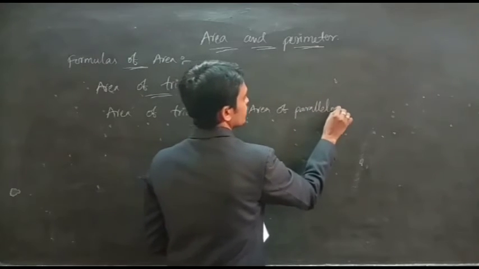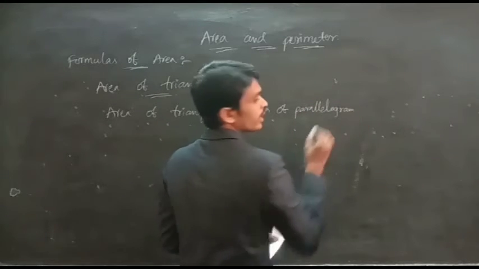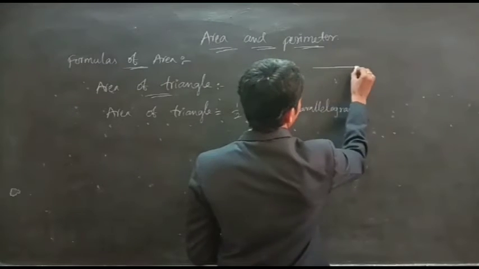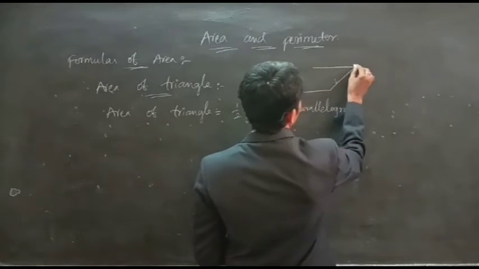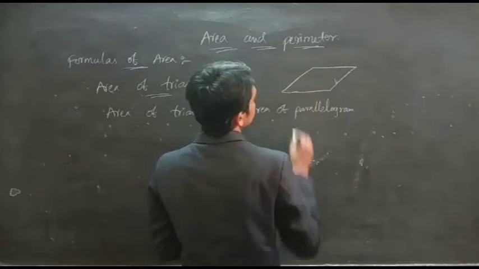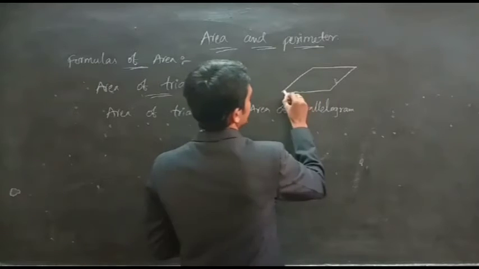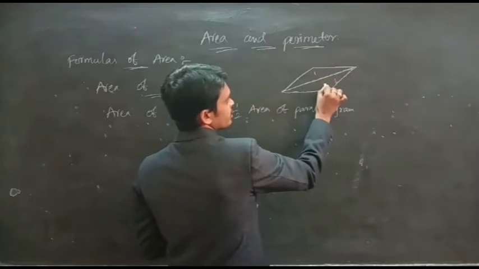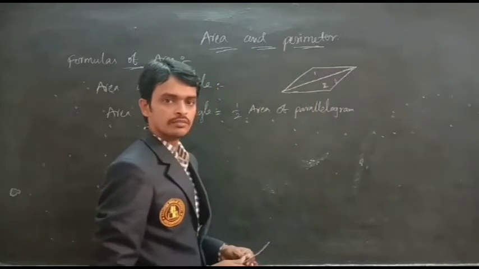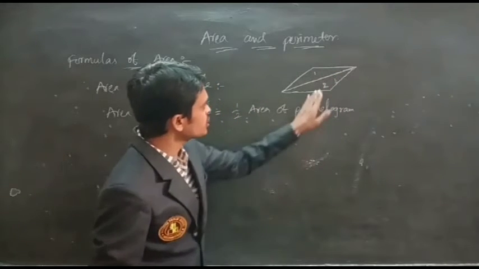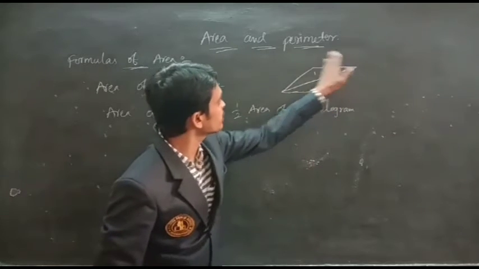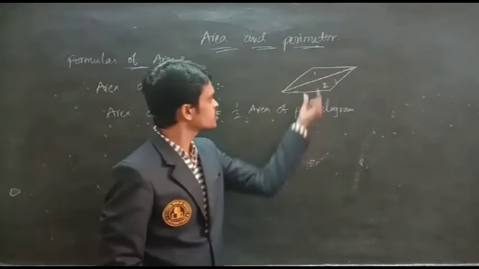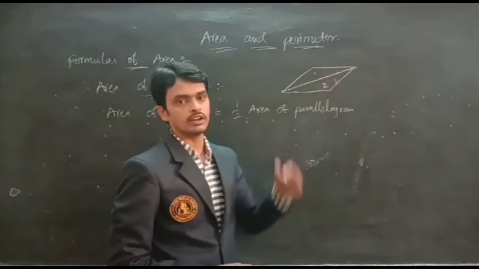Half of the area of a parallelogram. So look here, this is the diagram of a parallelogram. One diagonal, this diagonal, divides it into two. This is one triangle, this is one triangle. Then each triangle is half of the parallelogram. Each triangle is half of the parallelogram.